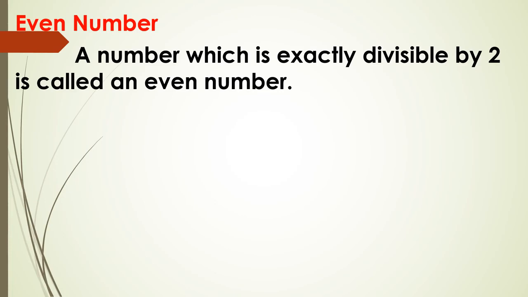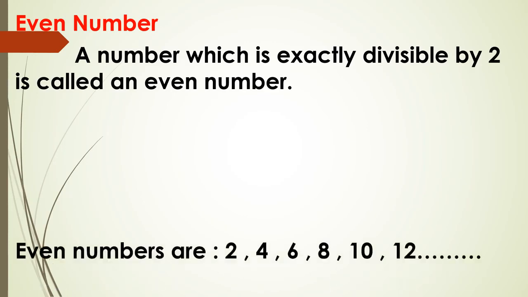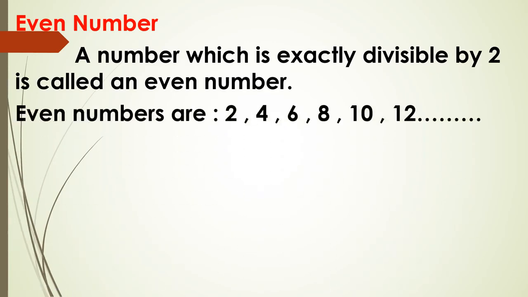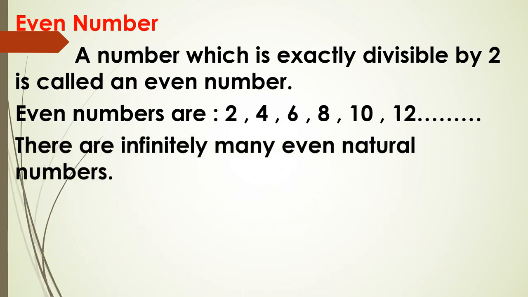Means a number which is divided by 2. Which number is divisible by 2 completely? There is no remainder left. Those numbers are called the even numbers. Examples of even numbers are 2, 4, 6, 8, 10, 12 and many more. There are infinitely many even natural numbers. As there is no largest natural number, so there is no largest even natural number. They are infinitely many. Okay?